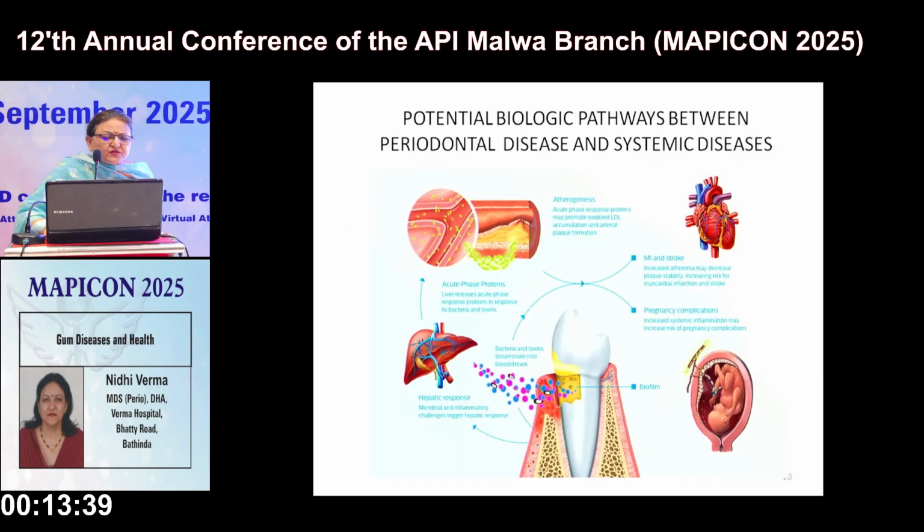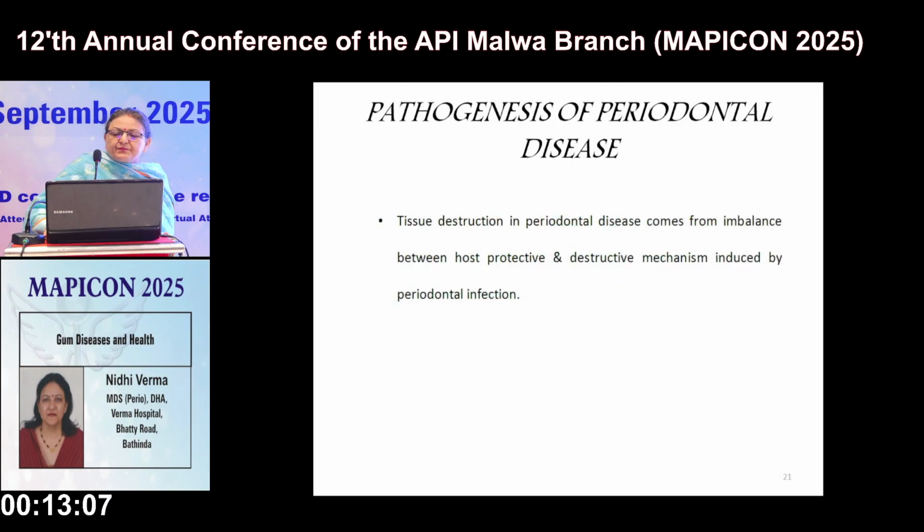The potential biological pathway between periodontal disease and systemic diseases is that when the biofilm or plaque starts collecting over the teeth, it will disseminate into the blood and can lead to the hepatic response, leading to the production of acute phase proteins. This will lead to oxidized LDL accumulation and arterial plaque formation, leading to MI and stroke, and this can also cause further complications.